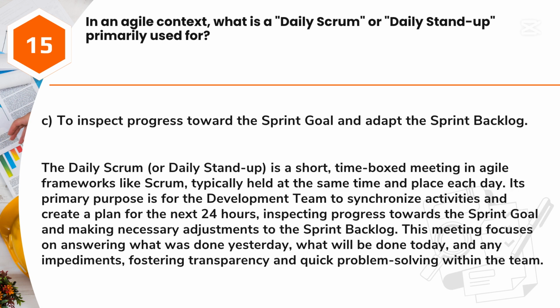Answer: C. To inspect progress toward the sprint goal and adapt the sprint backlog. The daily scrum or daily stand-up is a short, time-boxed meeting in Agile frameworks like Scrum, typically held at the same time and place each day. Its primary purpose is for the development team to synchronize activities and create a plan for the next 24 hours, inspecting progress towards the sprint goal and making necessary adjustments to the sprint backlog. This meeting focuses on answering what was done yesterday, what will be done today, and any impediments, fostering transparency and quick problem solving within the team.